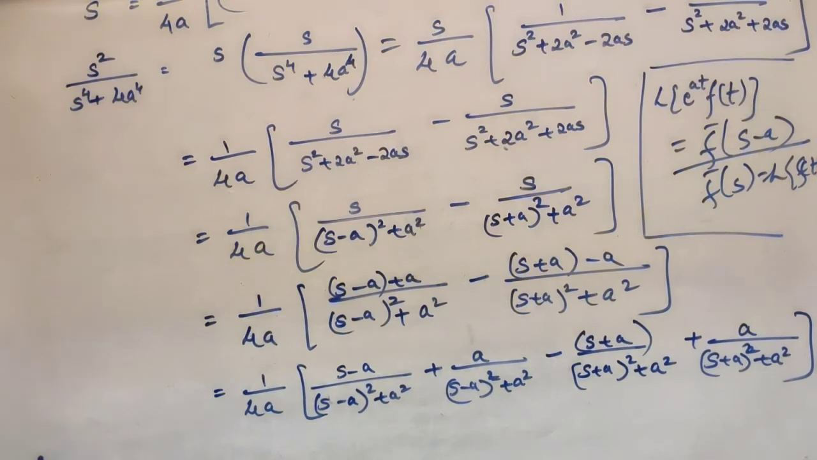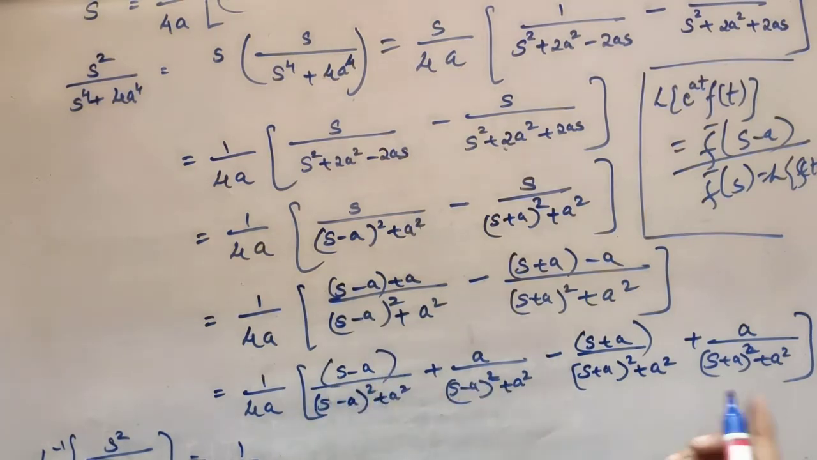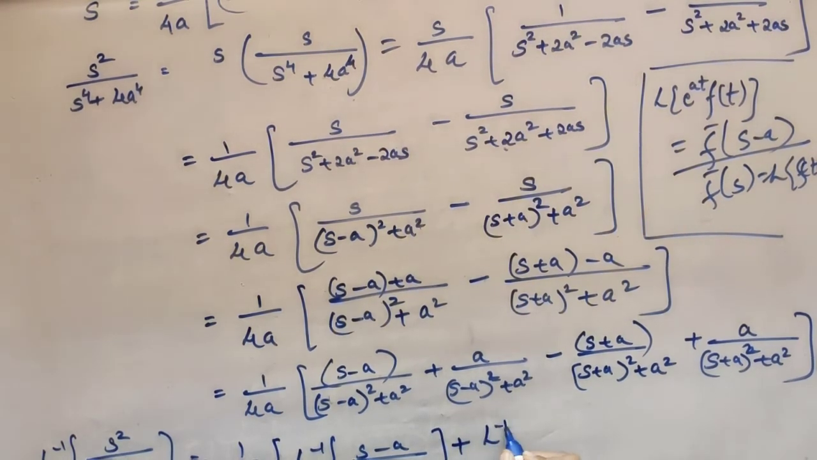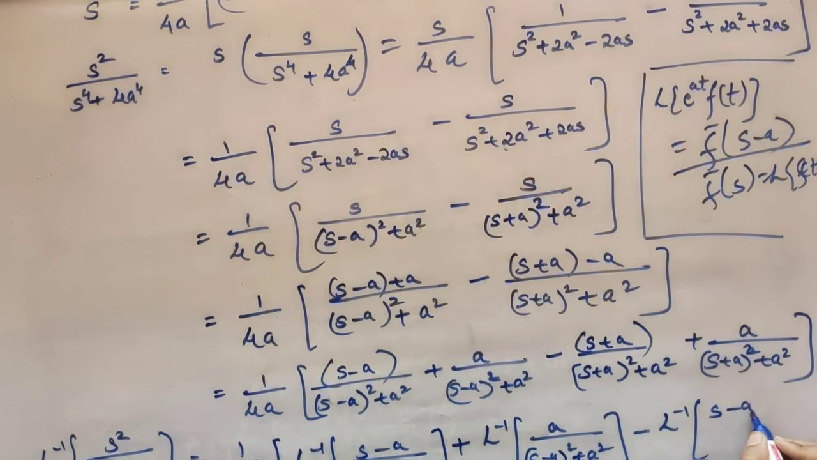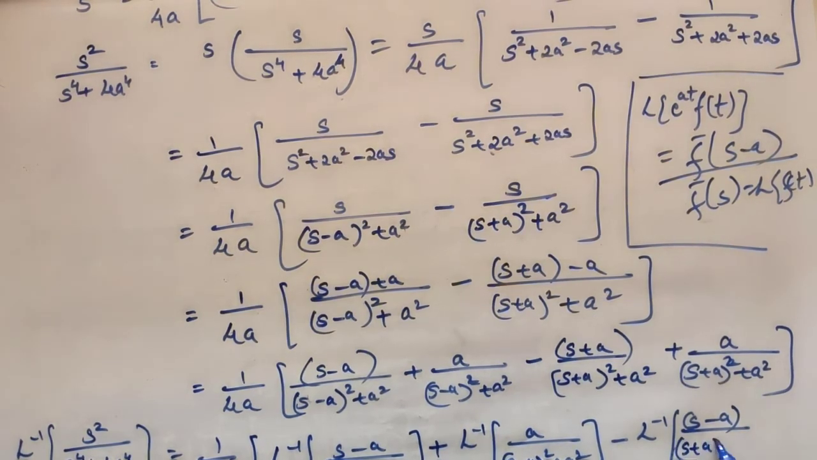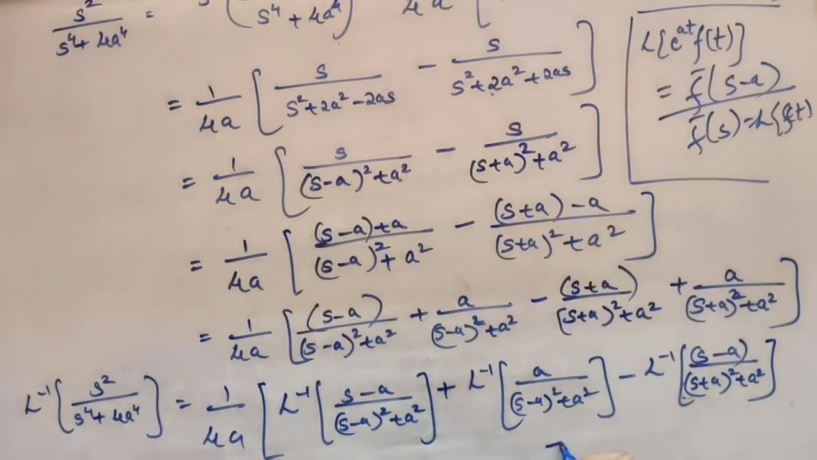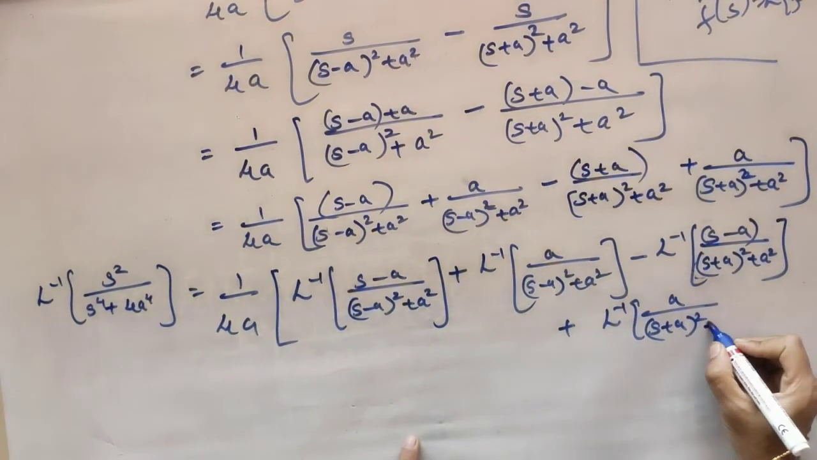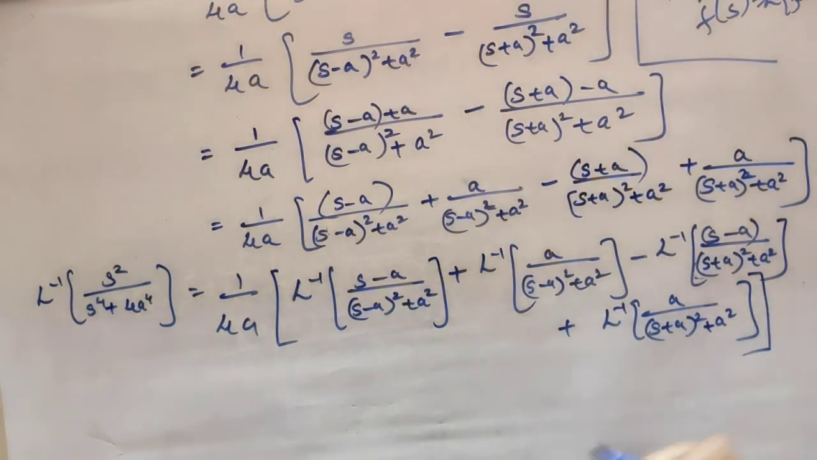Now we'll take inverse Laplace transform. Therefore, L inverse of s square divided by s to the power 4 plus 4 times a to the power 4 will be what? 1 by 4a is constant, keep it outside. We'll just see for individual terms now. Take a bigger bracket, L inverse of the first bracket, plus L inverse of the second term, minus L inverse of the third term, plus finally the last term L inverse. Now complete the bigger bracket as well.